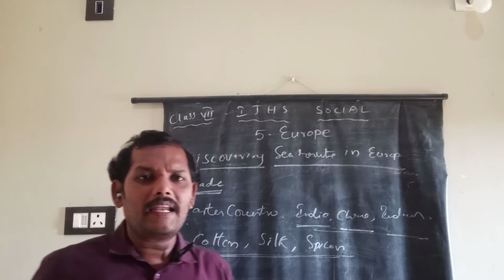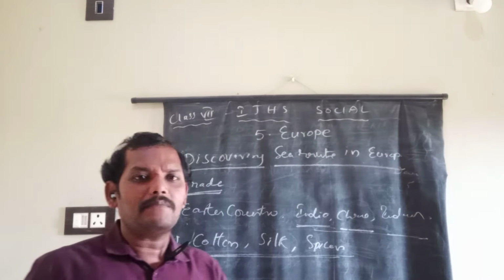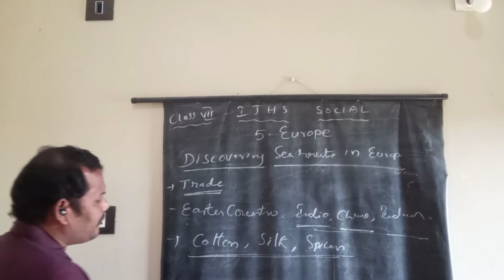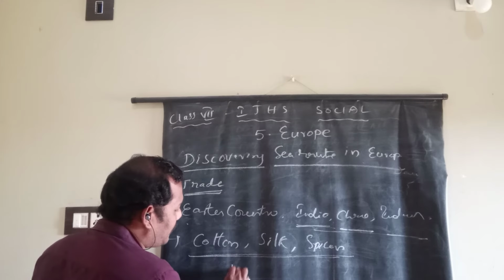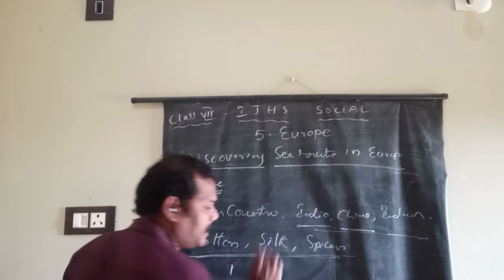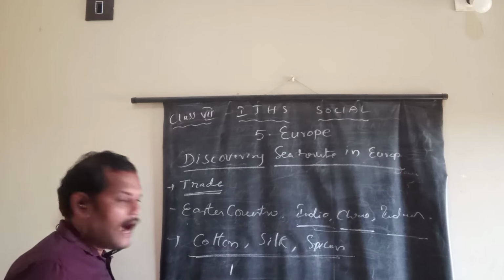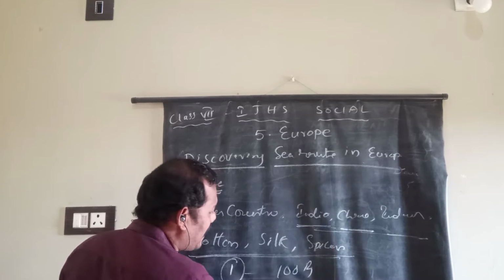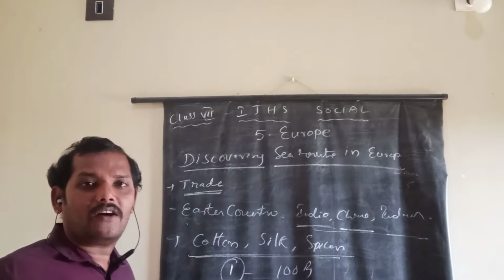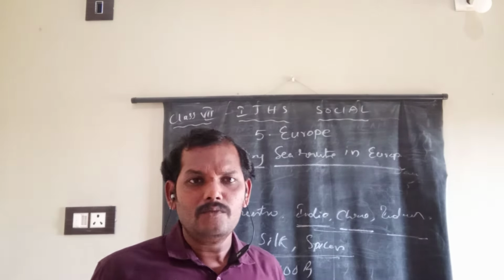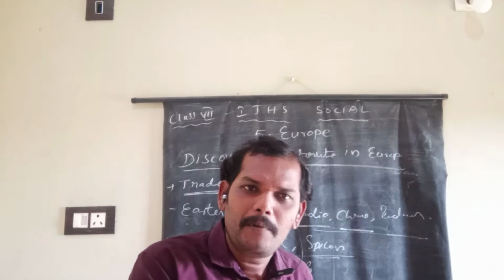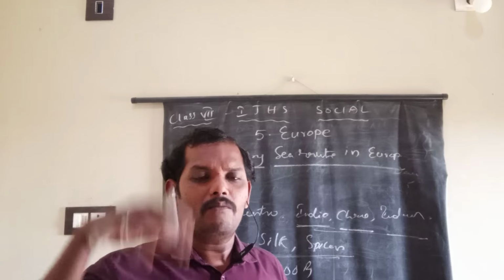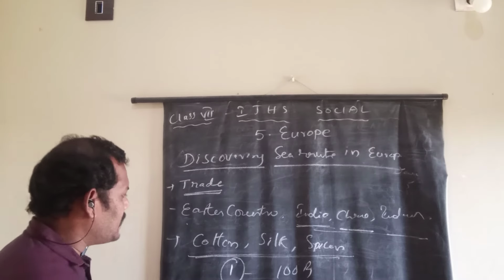Sometimes they are getting many times their expenditure. Take an example: they spent 1 rupee for the collection of these goods from India. After selling these goods, they got 100 rupees. Nearly 100 times they got the benefit. So most of the people in Europe were interested in trade because of getting more profits. Okay, this is the reason.